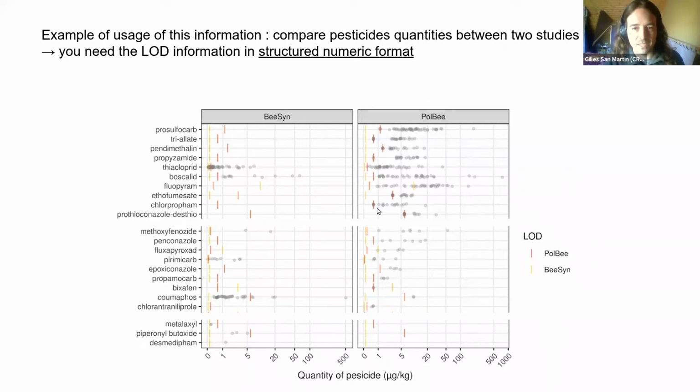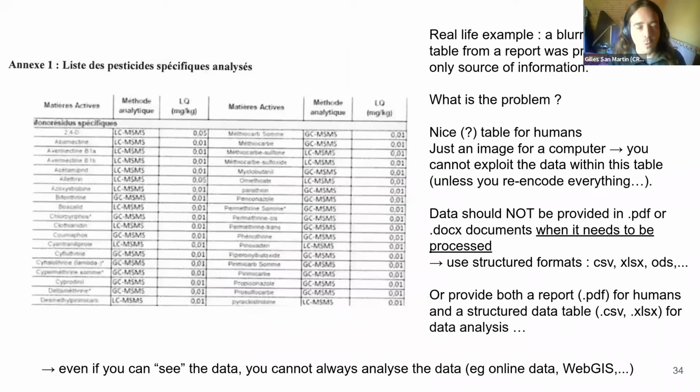For example, understand that, okay, you didn't detect anything for this pesticide here, but the limit of detection for this one was much higher than for the other ones. So in order to do that, you understand that you need that in a structured numeric format. And you don't always have that.